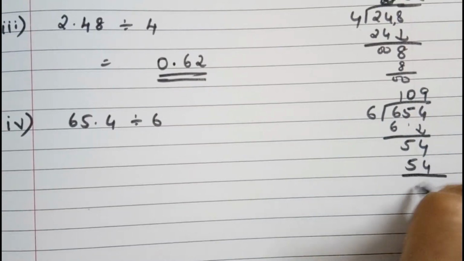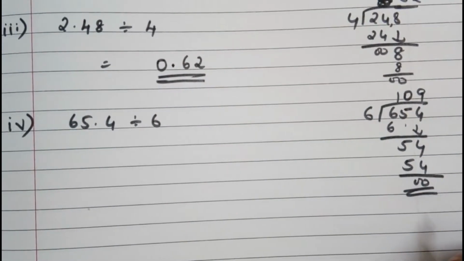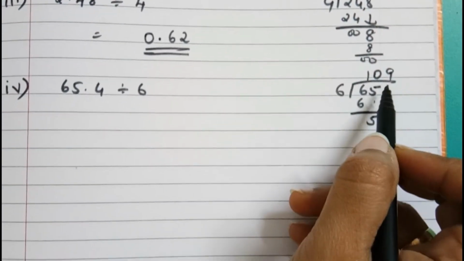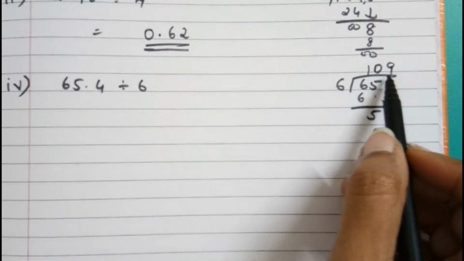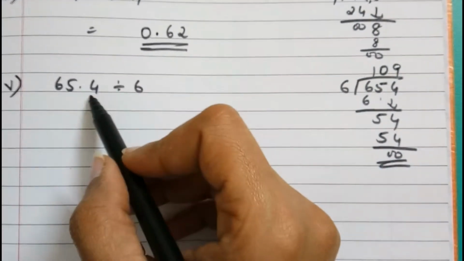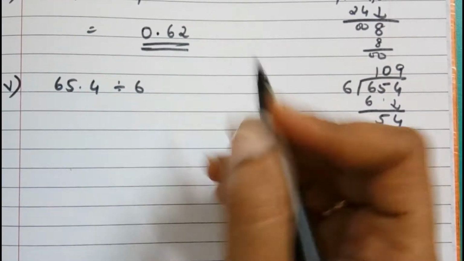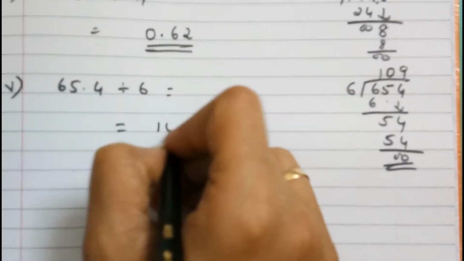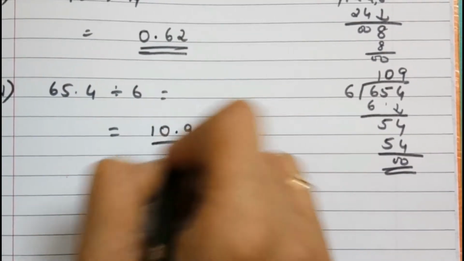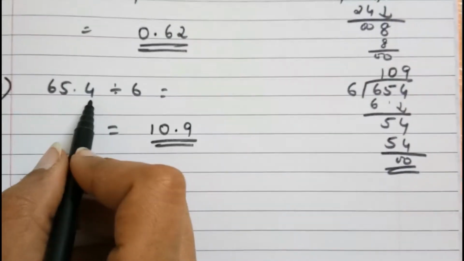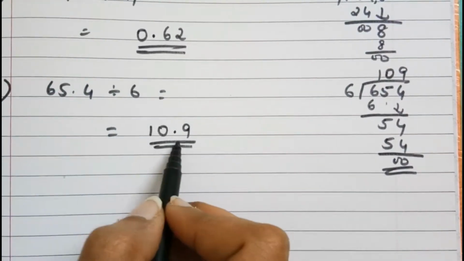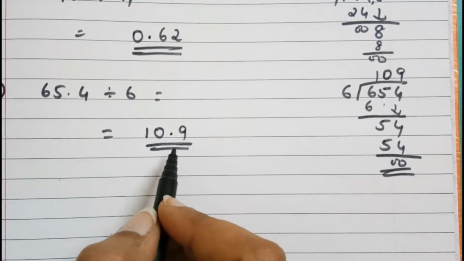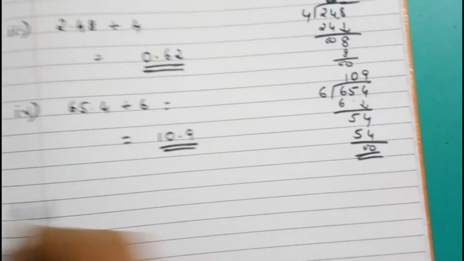6 9s are 54. So the answer here would be 0. Okay. Now after how many points is the number here? It is after one number. There's only one number after the decimal point. So what will be the answer here? It will be 10.9. Why? Because there is only one number after the decimal point, that's why we put only one number. We take only one number after the decimal point.